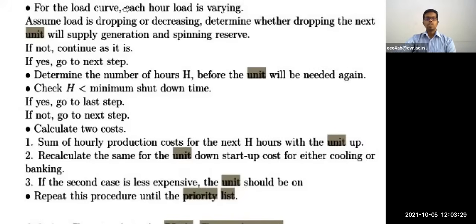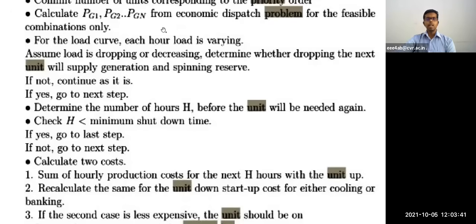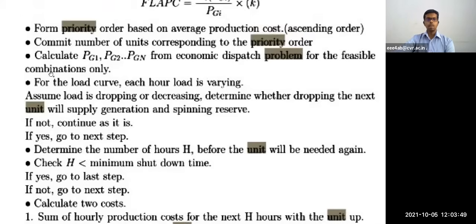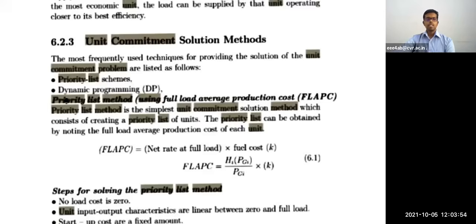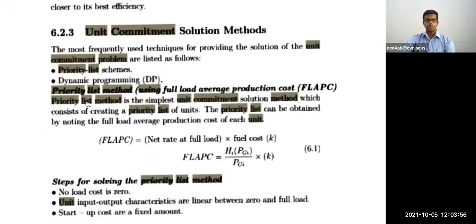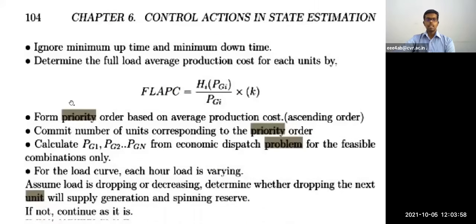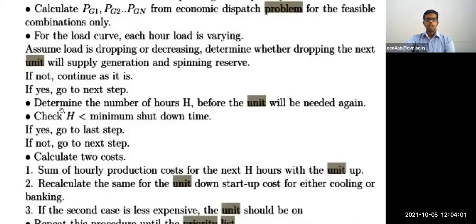Sometimes they may ask a 5-mark question, sometimes a 10-mark question, but majorly it is very simple. Most probably it might be a 5-mark question. If so, you need to write this algorithm. This is the algorithm with certain assumptions. We have seen the assumptions, and with these assumptions we need to proceed to solve this particular problem.